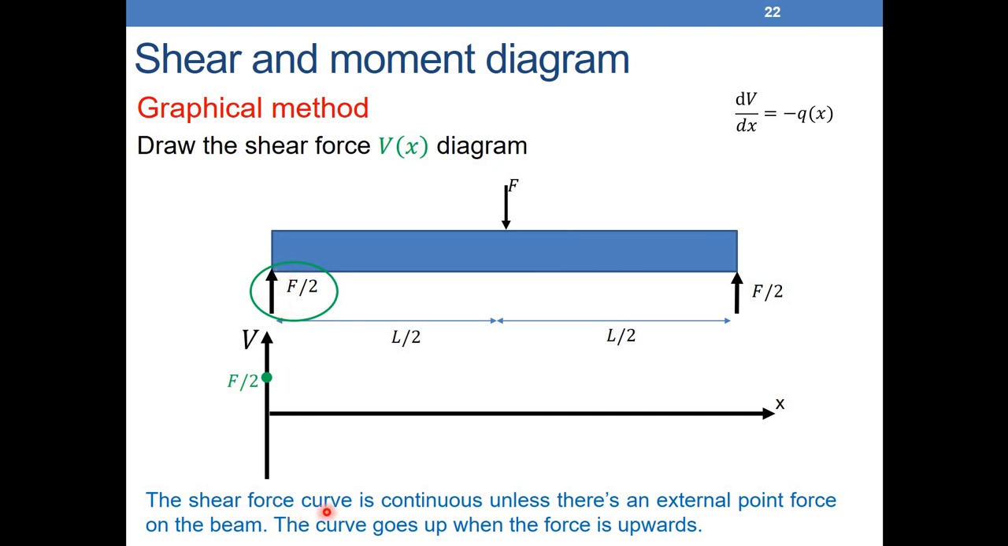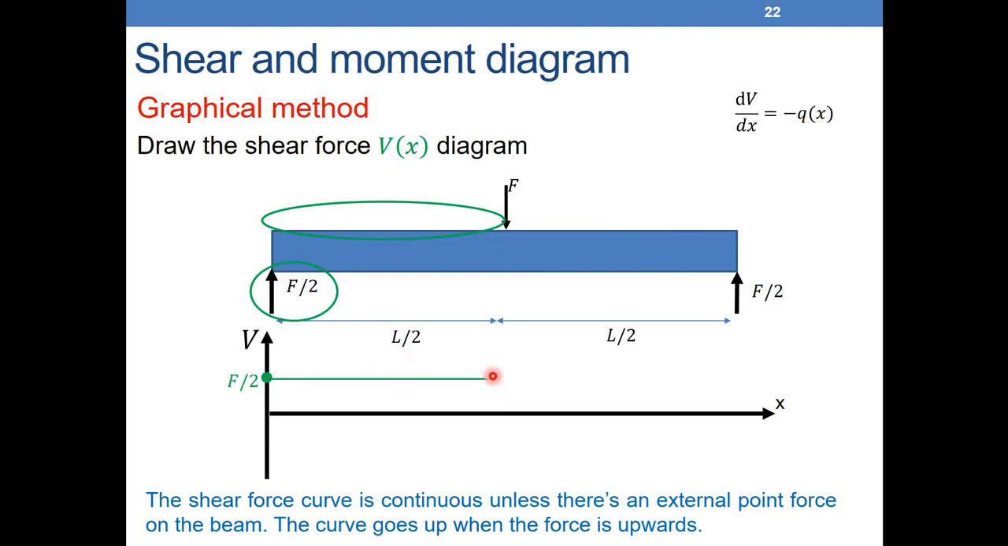After that, the shear force curve is continuous unless there is an external point force acting on the beam. Here is very important: dV over dx is equal to minus q of x. If q of x is 0, like it's the case here, the derivative of V with respect to x is 0. What does dV over dx being 0 mean? V is a constant. When the derivative is 0, the function is constant. So between 0 and L over 2, the shear force is constant. It will always equal F over 2, because dV over dx is 0.